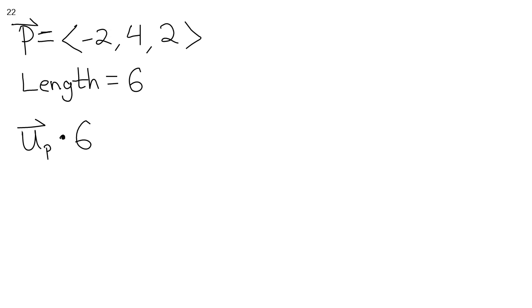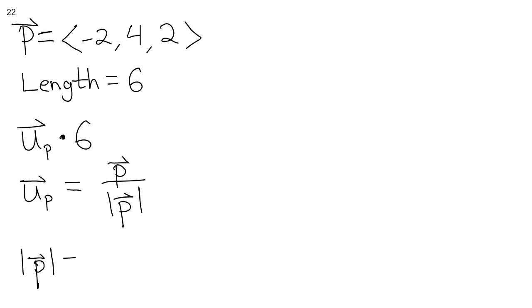So let's find the unit vector of P. Let's do that. The unit vector of P is going to be the vector P divided by the length of P. All right, so then let's find the length of P. It's the square root of each component squared and then added.